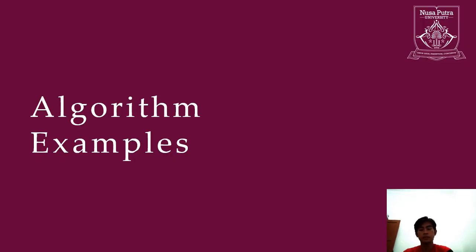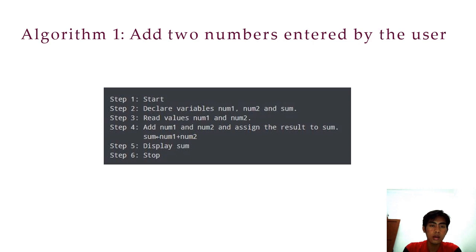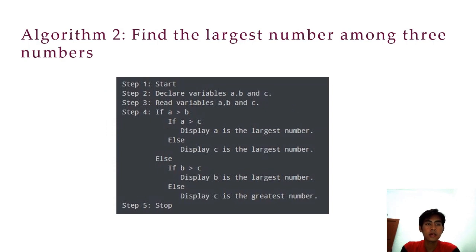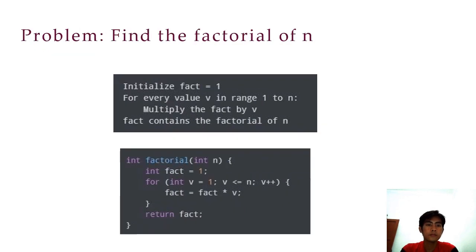So, algorithm examples. Example one: add two numbers entered by the user. You can see the picture here. And the next algorithm: find the largest number among three numbers. You can see it here. And then find the factorial of n here.